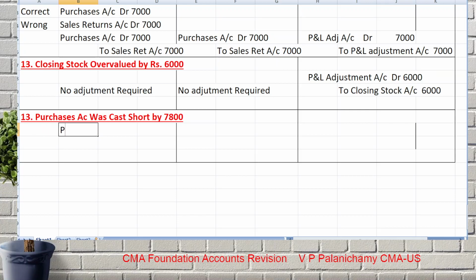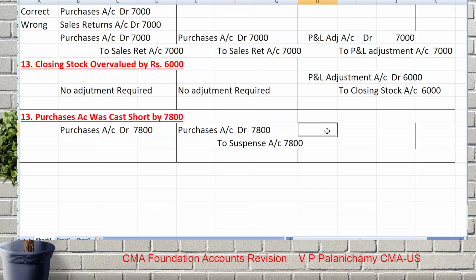How to rectify this? Purchase account debit 7,800, that's all, if it is rectified before trial balance. If it is after trial balance, what should we do? Purchase account debit to suspense account, 7,800.